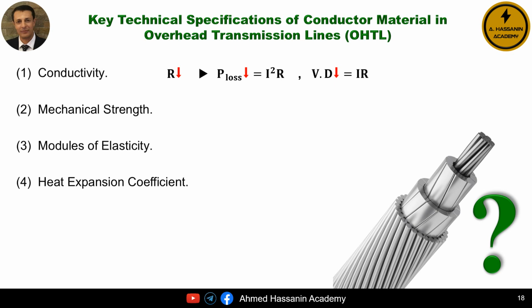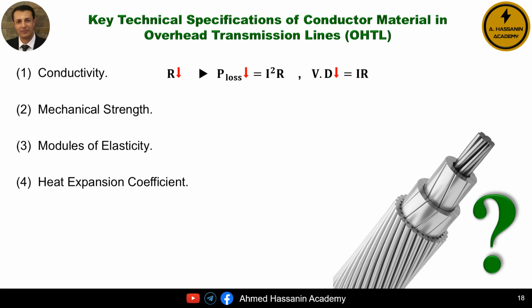If the conductor has a high coefficient of thermal expansion, this means that during summer or high temperature conditions, the conductors will experience significant thermal expansion. Such expansion may cause the conductors to sag excessively, bringing them closer to the ground or even into contact with each other, which would be a serious hazard.